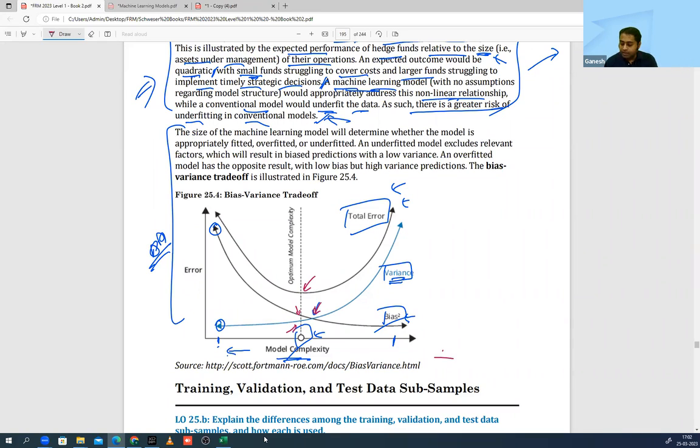Clear? I'm taking one more pause, asking you to look at this section, this entire part, and then we'll move ahead. It is the addition of both, bias and variance. If you add both of them, that will give the total.